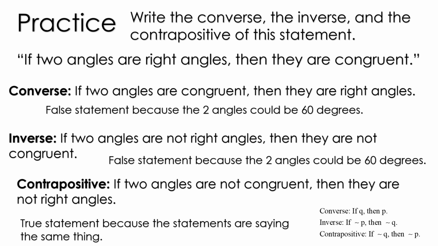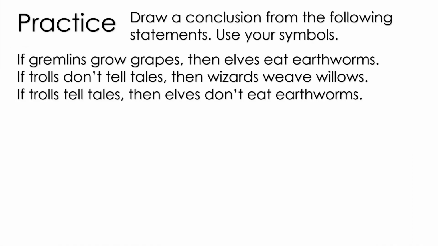All right, here is another practice problem. So this is for our chains of reasoning. We're going to draw a conclusion from the following statements using symbols. Now, you don't have to always use P's and Q's. You can use whatever letters that you want. So I'm going to show you the first one. If gremlins grow grapes, I know this sounds crazy, then elves eat earthworms. Oh my goodness. So for that, I put G for gremlins and E for elves.